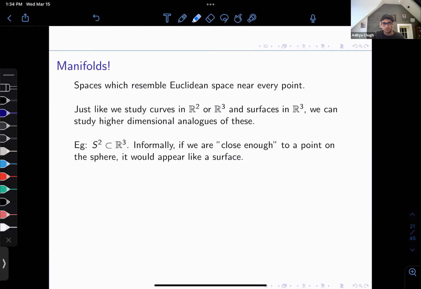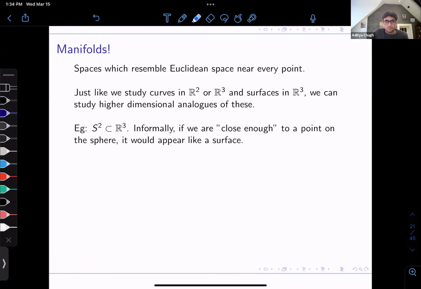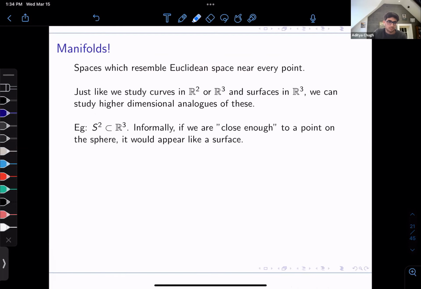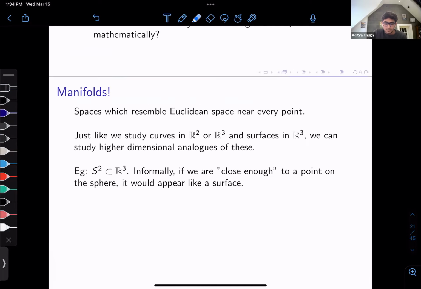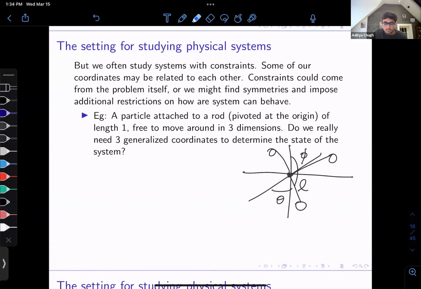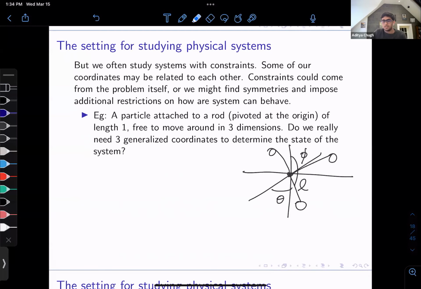Now, I wanted to take a short interlude to see how manifolds would be used to describe the state of a system. Again, like we considered this system where we just have an object pivoted to the origin, we just need 2 variables to tell what the system looks like at this point in time.